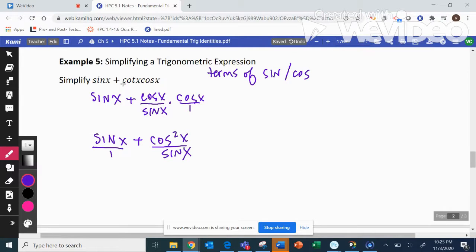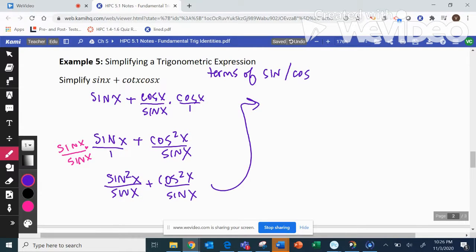So right now I've got two fractions. In order to get rid of the plus sign in between them, I'm going to add fractions, which means I need a common denominator. So I'm going to multiply this first fraction by a value of 1. That changes the denominator into sine x. So I'll have sine squared x over sine x plus cosine squared x over sine x. And that's going to give me sine squared x plus cosine squared x over sine x.